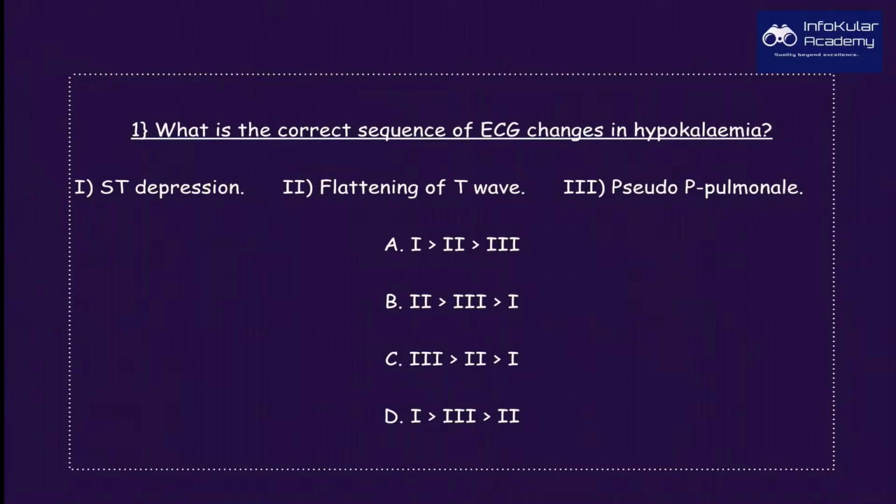Let's get started. The first change in hypokalemia is flattening of T wave. The second change in hypokalemia is pseudo-P pulmonale, and the third change is ST depression, which is due to overlapping or overtaking of U wave over T wave. This is later followed by fusion of U wave and T wave. So the correct sequence is 2 followed by 3 followed by 1, and the answer is B.